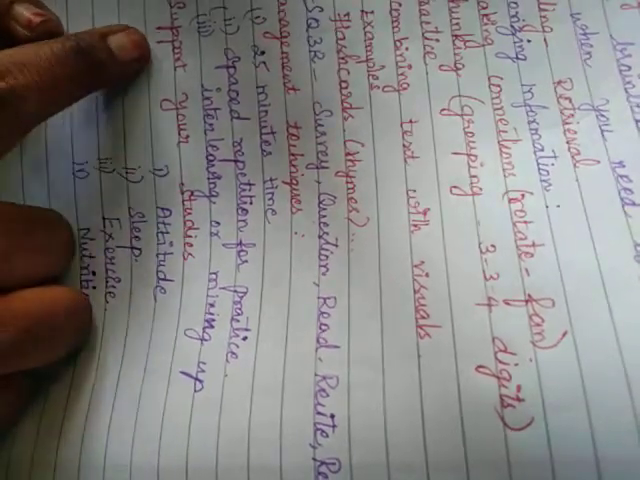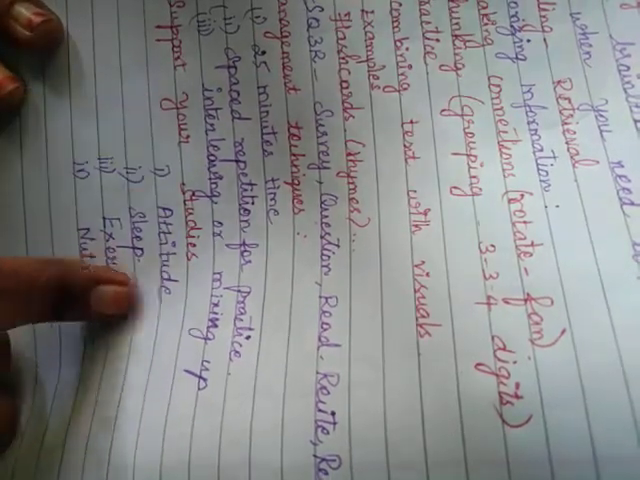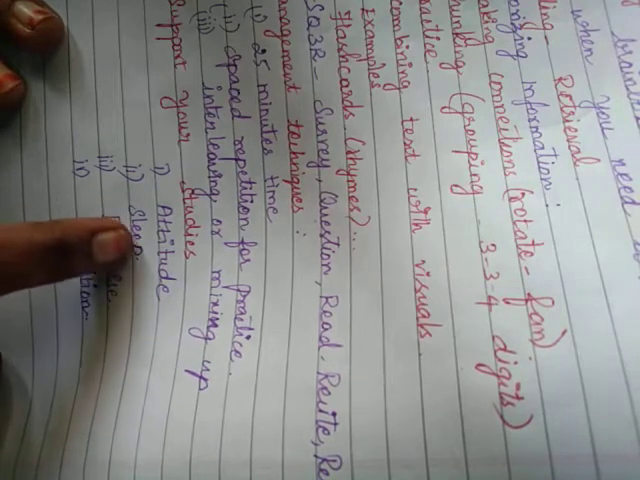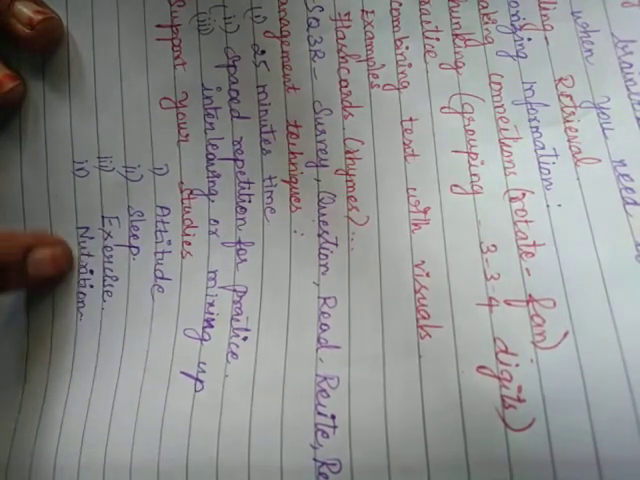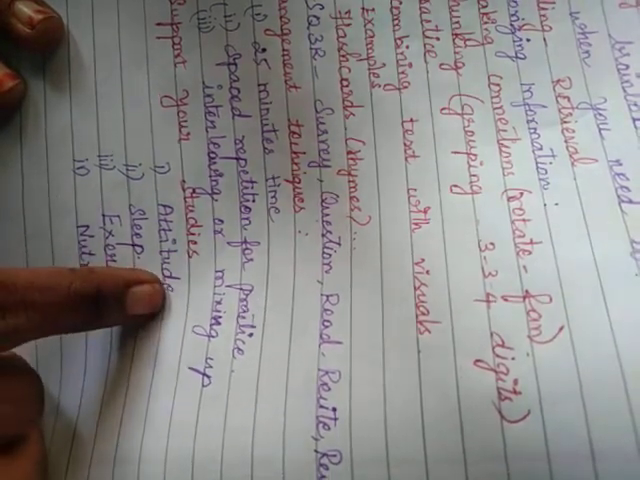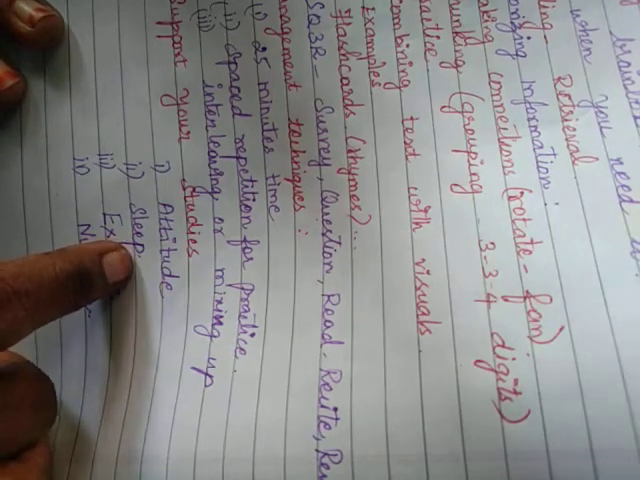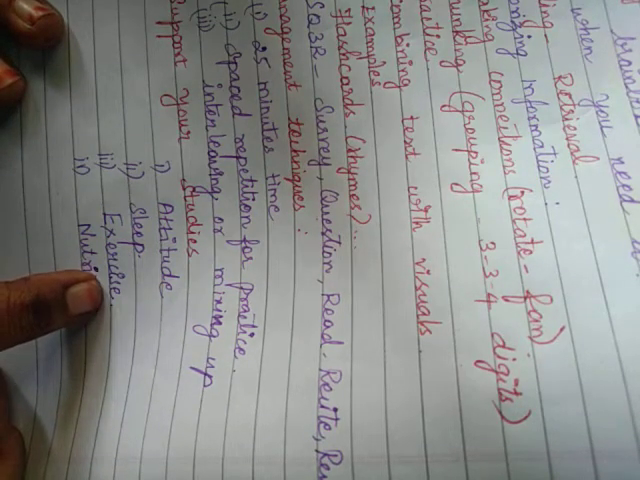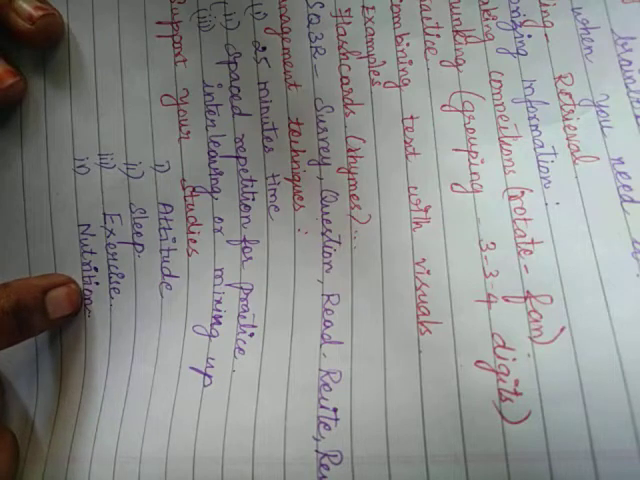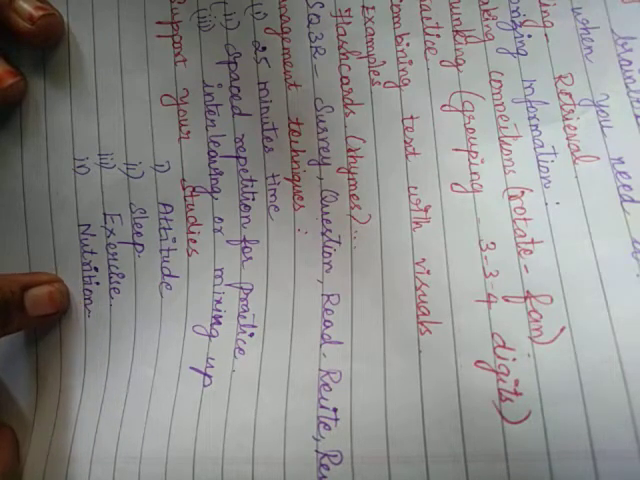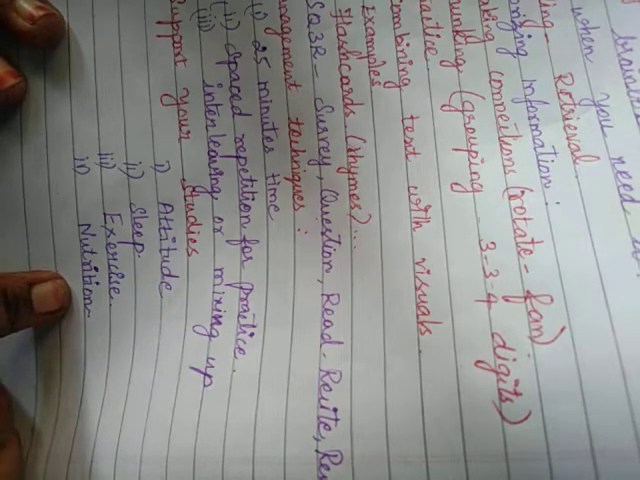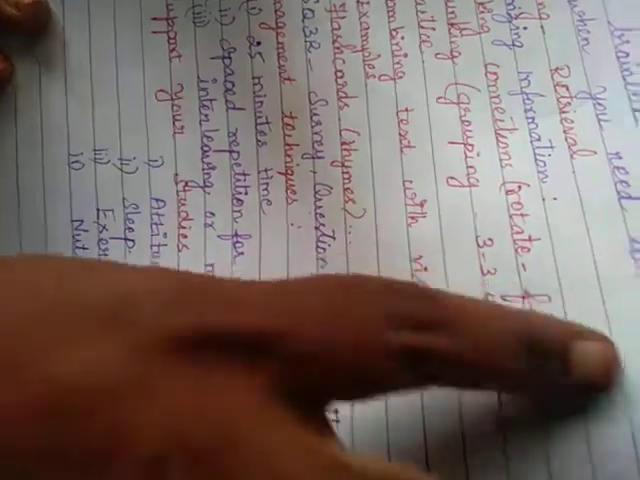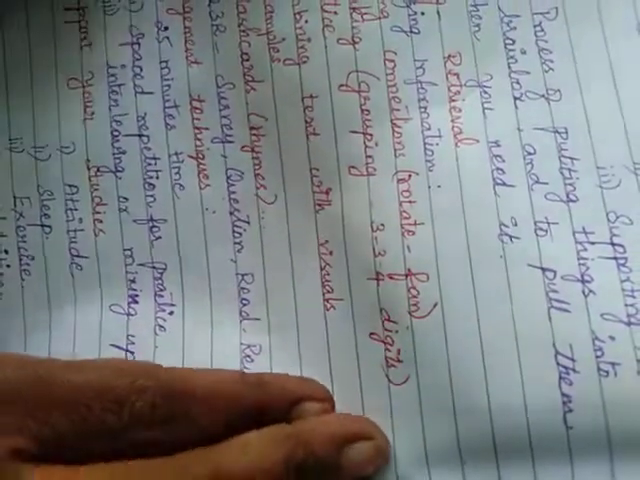Then what are the things supporting your studies? The main 4 things are: attitude, sleep, exercise and nutrition. So a proper positive attitude should be there, 8 hours of sleep should be there, exercise, doing yoga should be there, and taking nutritive food will also help you to become an independent learner. These are all the main points that we should follow.